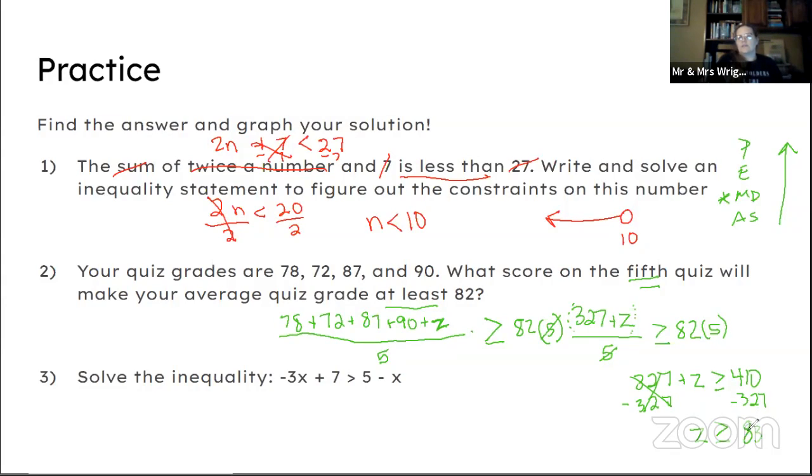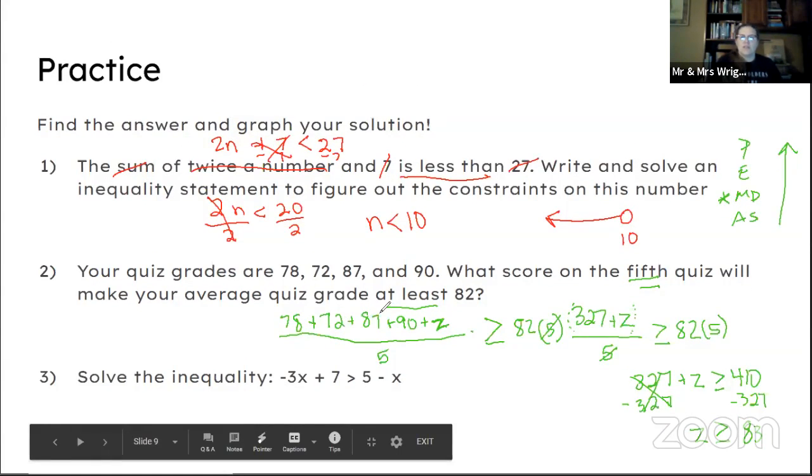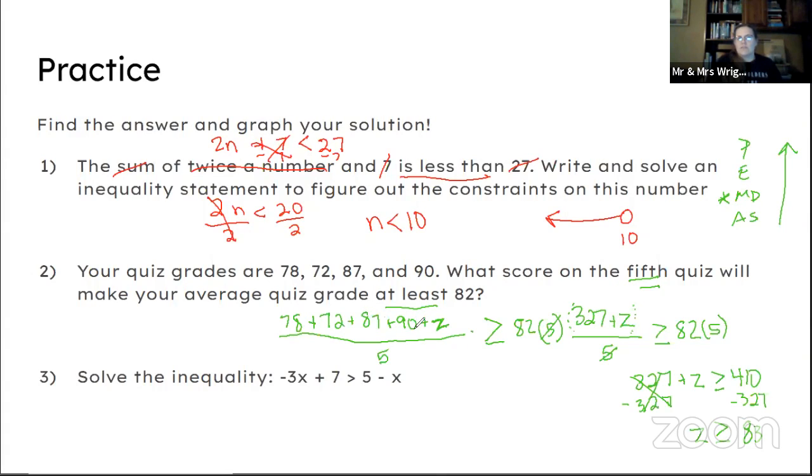Whew, that quiz grade is definitely obtainable. If I started with a 78, 72, then I got an 87 and 90, I must really be studying hard and learning this math. So I can easily get an 83 on my next quiz or better. If I get better than an 83, my average will go up past 82. It'll go up higher than that. So the answer to number 2 is I need to achieve a quiz score of 83 on my 5th quiz in order to have my average quiz grade be at least 82.